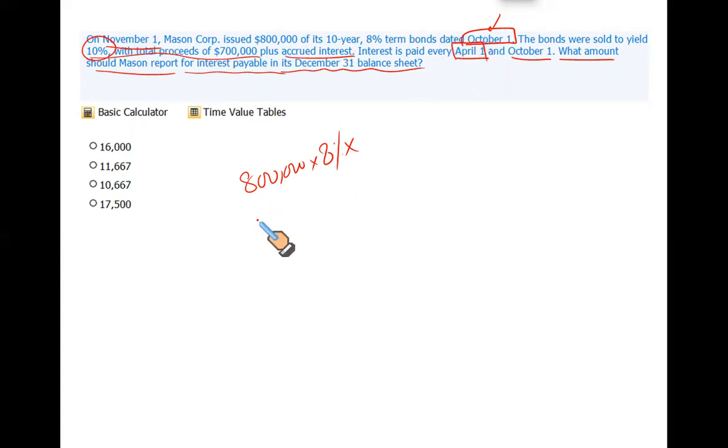But right now, what we are interested in, the interest computation will start from October 1st for November and December, and 31st December is our balance sheet date, which means we will have to calculate the accrued interest for 3 months from October, November, and December, even though the first interest payment will be made on April 1st, but we need to calculate the interest for 3 months period.